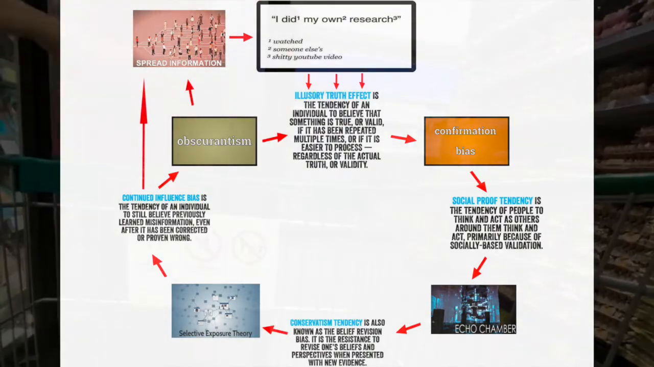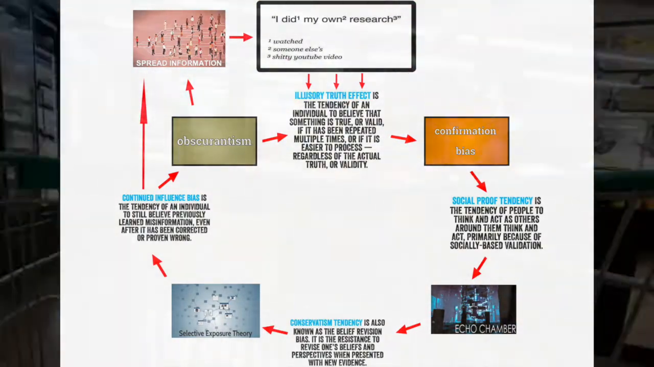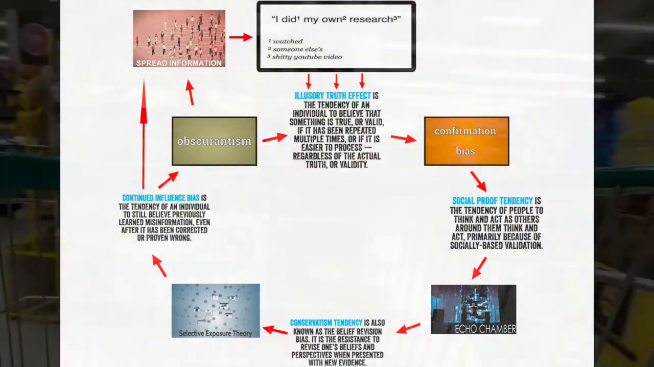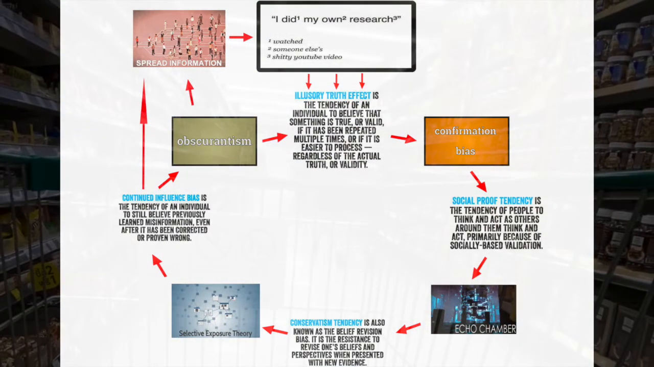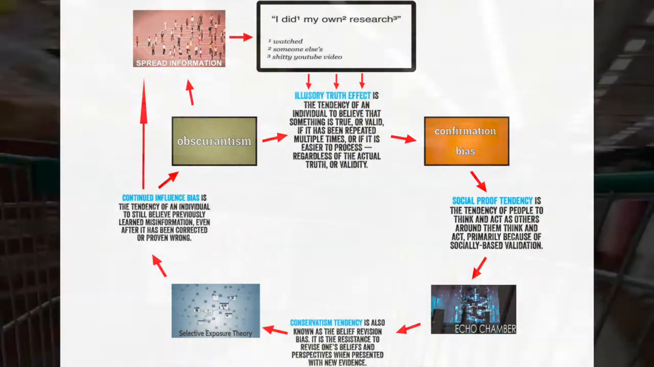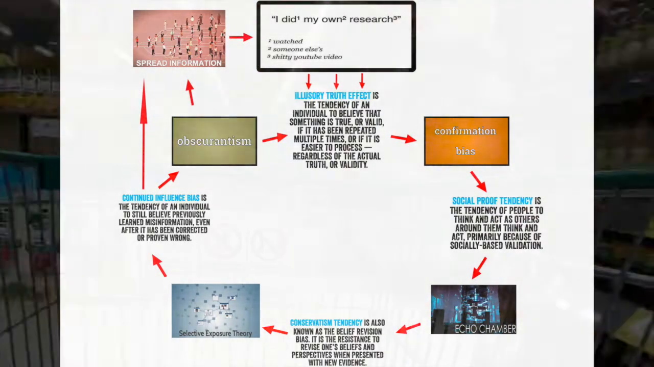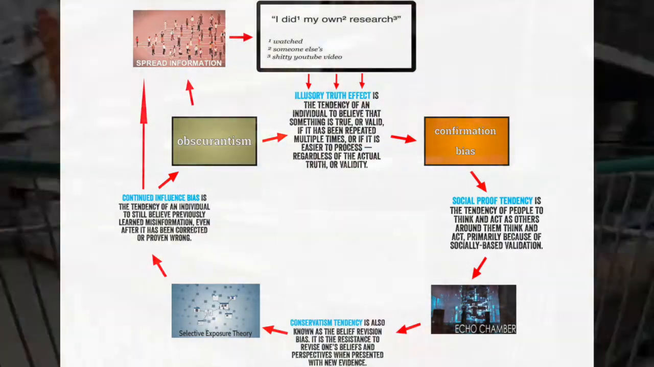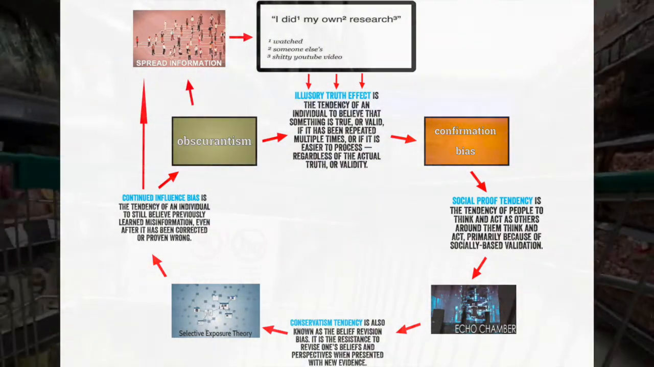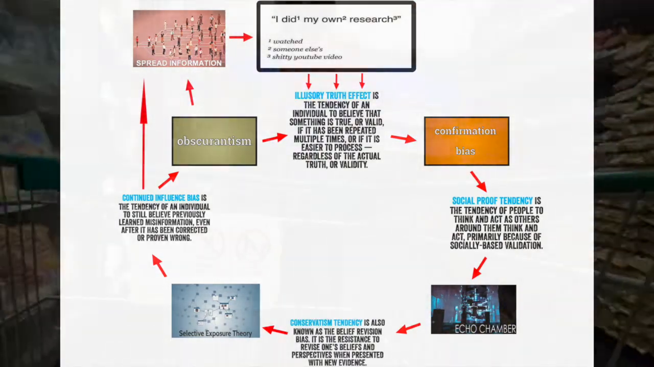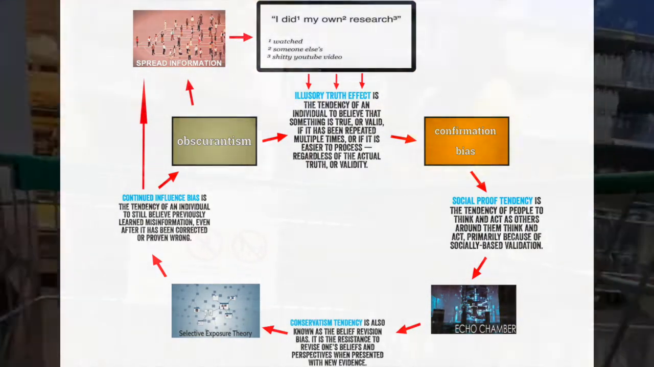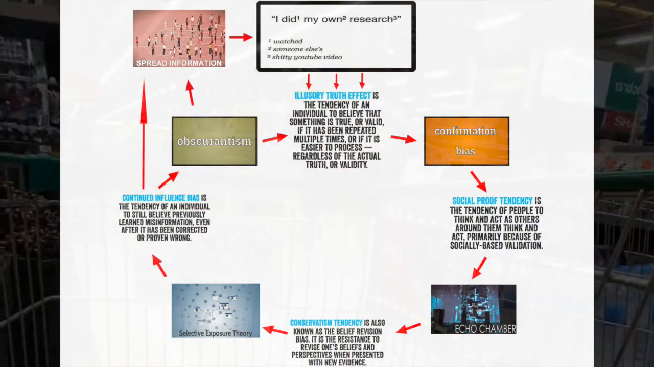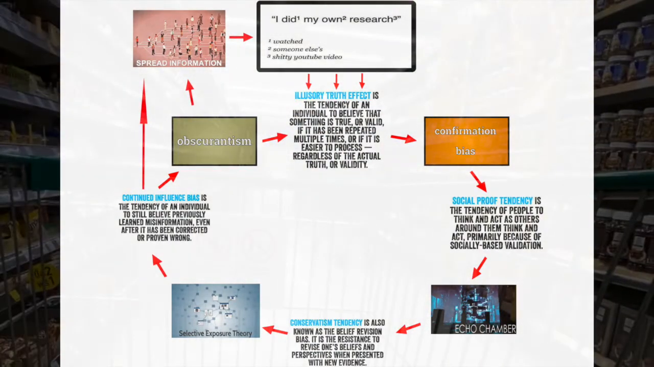This then creates social proof tendency, which is the tendency of people to think and act as others around them do, primarily because of their socially based validation, and people will then accept them in what we call an echo chamber, where everyone sits in a room and they all believe in the same practice. Anyone who tries to question anything that they believe in is attacked or their information is ignored, because they're not part of that echo chamber and they haven't created confirmation bias or the illusionary truth effect.